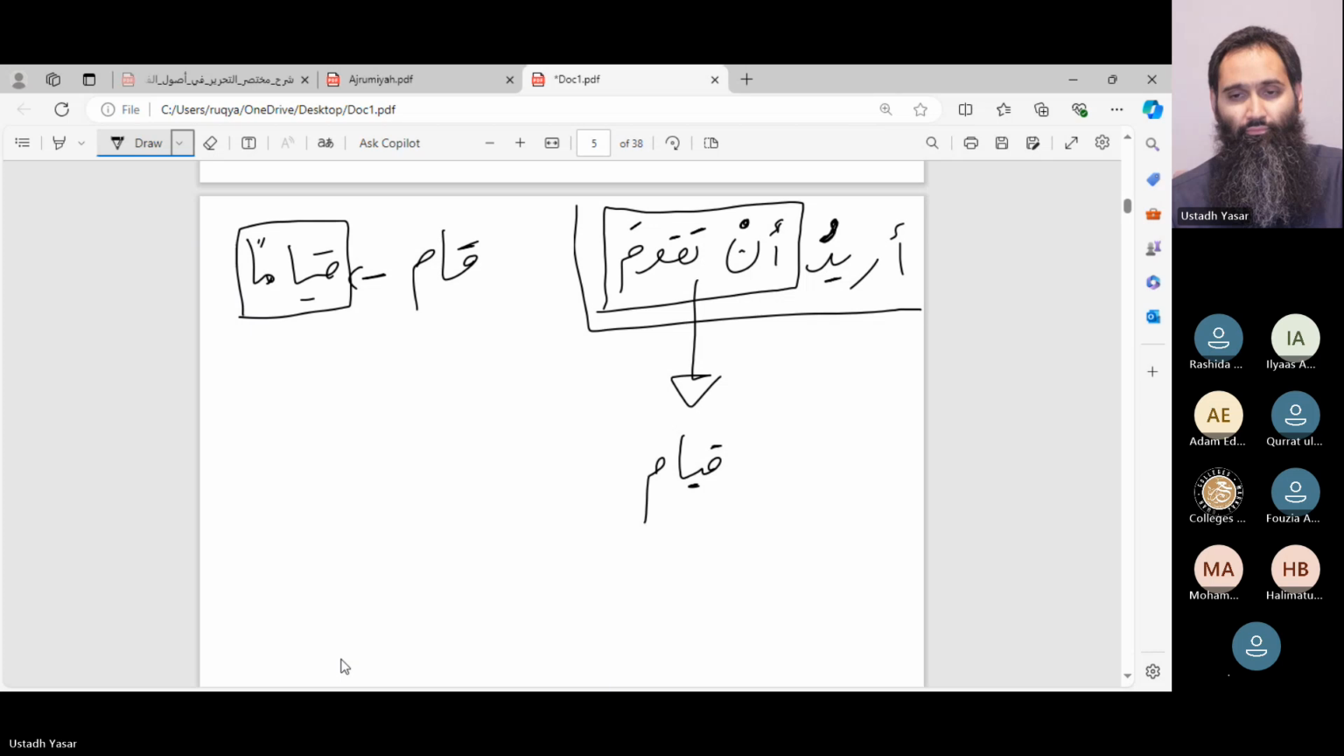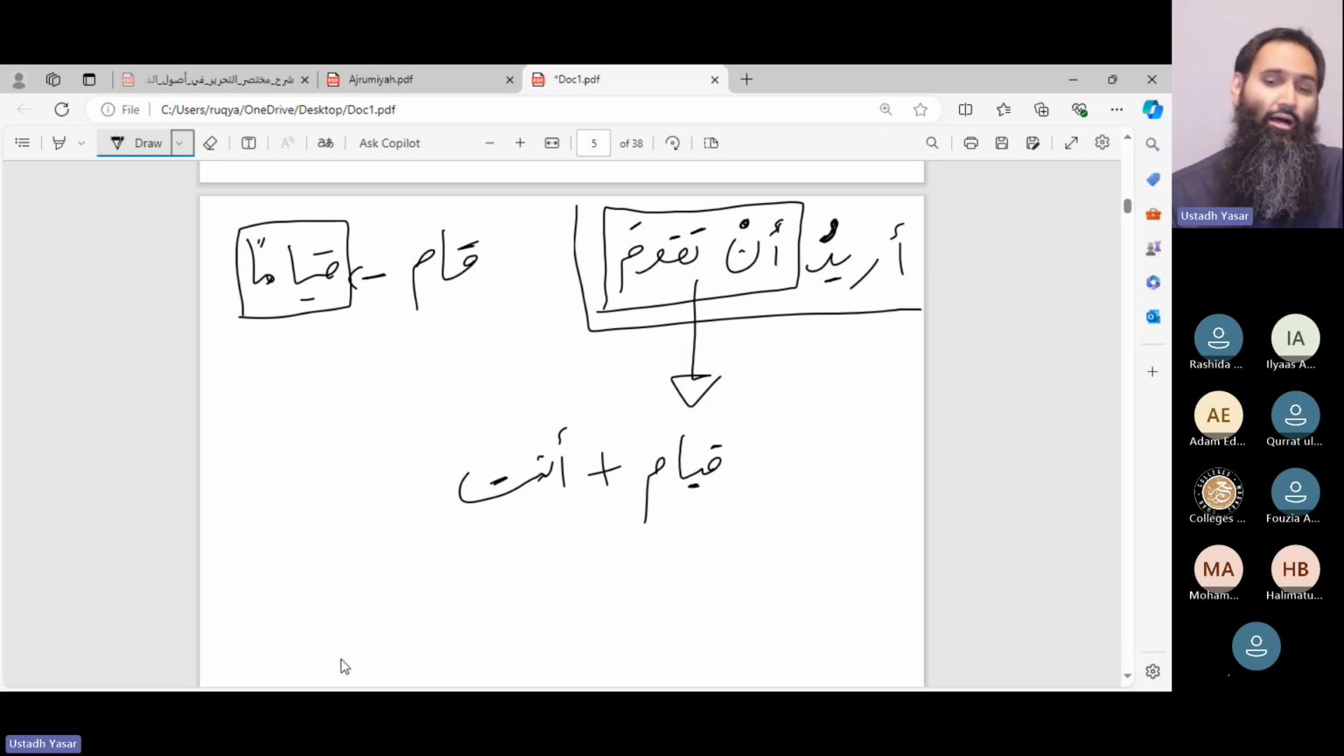So here I'll give you the context. We speak to someone. We say uridu an taquma, I want you to stand. So here it is anta. Now, anta, you can't leave it here. Can you say qiyamun anta? Can you join these two? No. You will have to change this to ka.